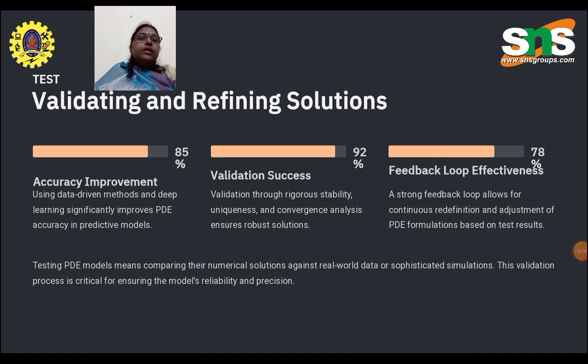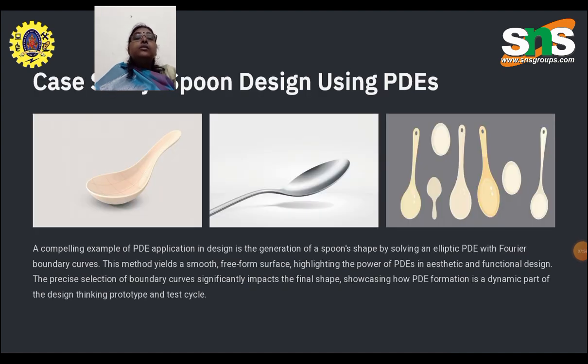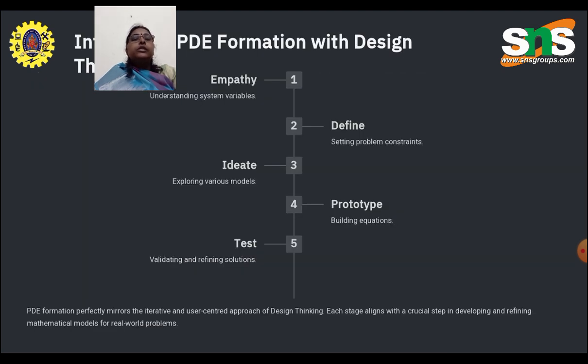So in this way we can explain design thinking based on these stages. The 5 stages explained here are empathy, define, ideate, prototype and test. These 5 stages are what we discussed.